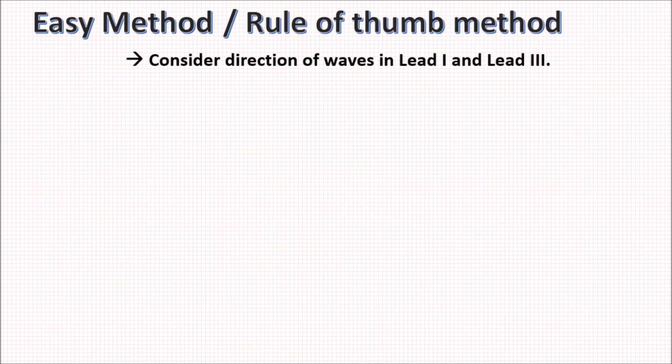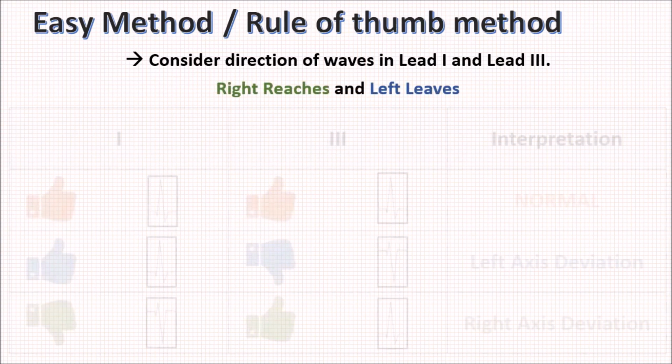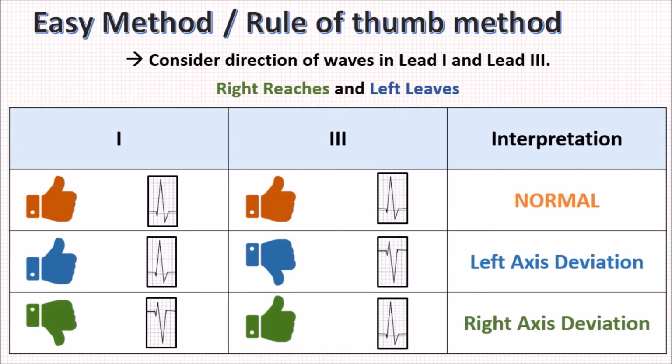Now the second method, which is easier but less accurate than the first. This method is also known as the rule of thumb method. You need to consider the direction of waves in lead 1 and lead 3. Just remember the mnemonic, right reaches and left leaves. That is, if the direction of waves in lead 1 is negative and in lead 3 is positive, they are reaching each other, and so from our mnemonic, there is right axis deviation.